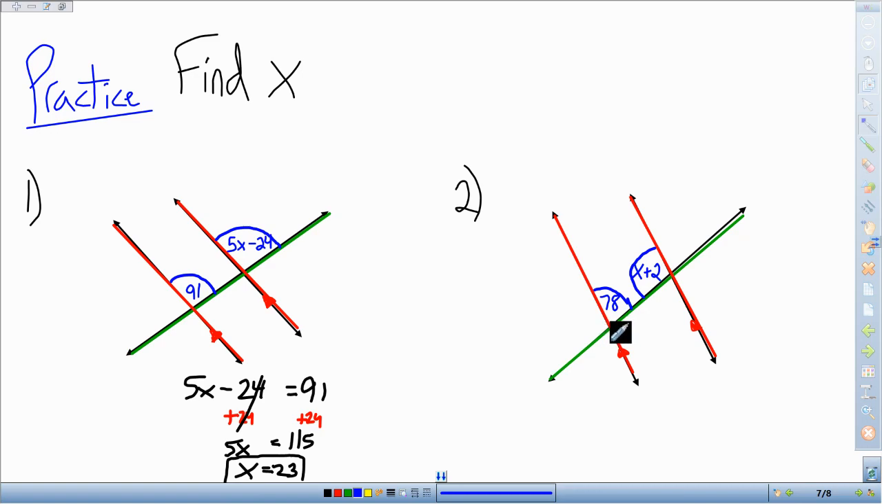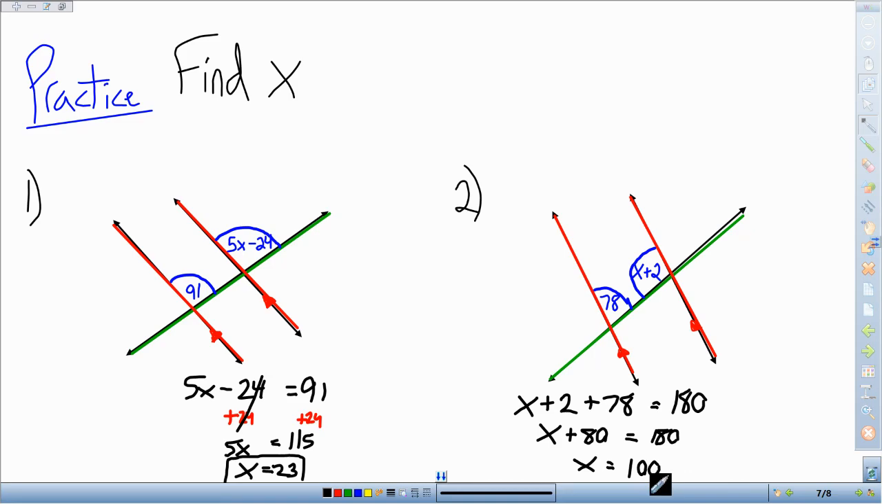And if you remember, these are the kind of weird ones. They are not equal to one another. They are supplementary. They add to 180. So I'm hoping that you said, okay, this angle, x plus 2, plus this angle equals 180. From here, it looks like we can combine these. We get x plus 80 equals 180. And if I were doing this, I would just do this in my head. I know if I subtract 80 from both sides, I'm going to get x equals 100. And there we go.